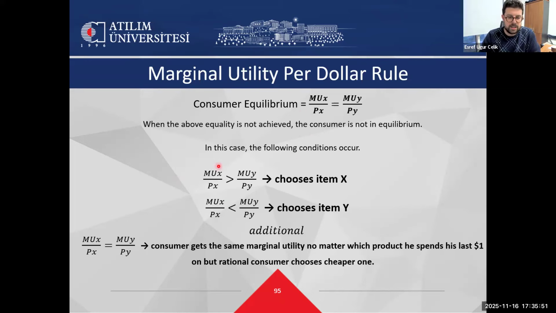Let's remind again. If you see that condition, we can choose X. For that condition, choose Y. But one more condition also happens: the equality condition. That means that you are indifferent to choose X and Y. At that part, you can choose the cheaper one because the cheaper one is more logical to get. Yeah, let's come to the question.